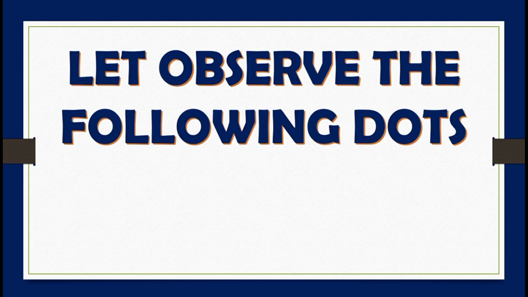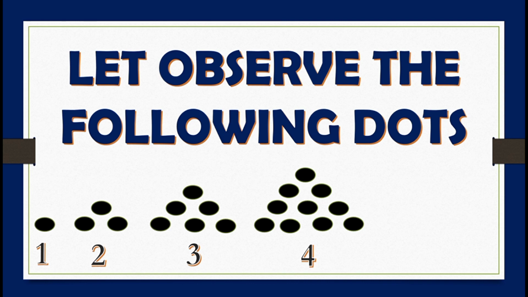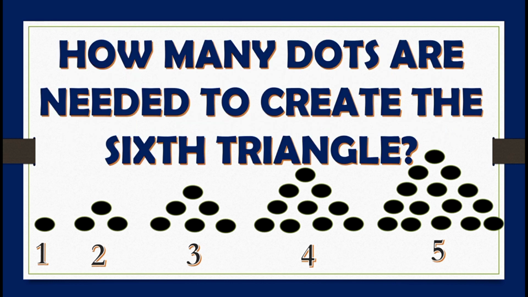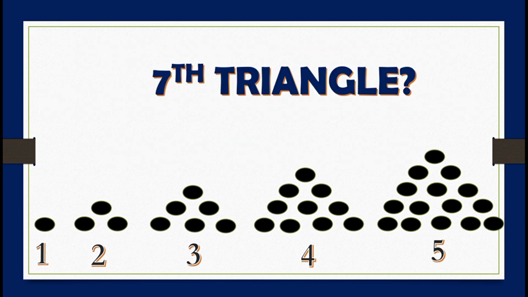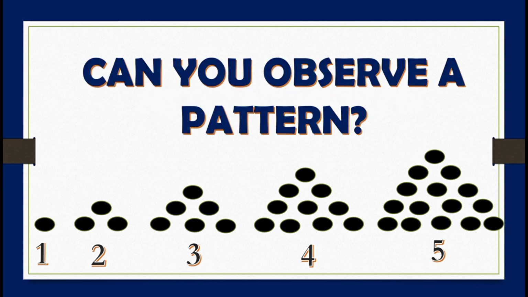Now, let us observe the following dots. We have the first figure with 1 dot, the second figure with 3 dots, the third figure with 6 dots, the fourth figure with 10 dots, and the fifth figure with 15 dots. How many dots are needed to create the sixth triangle? How about the seventh triangle? How about the 10th triangle? Can you observe a pattern?